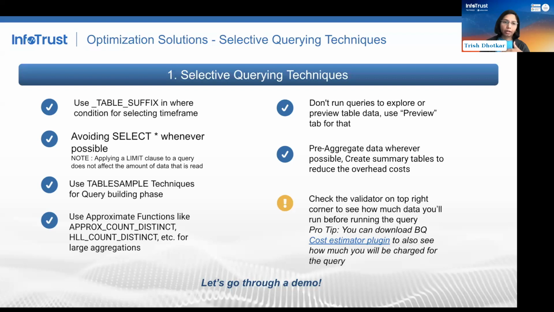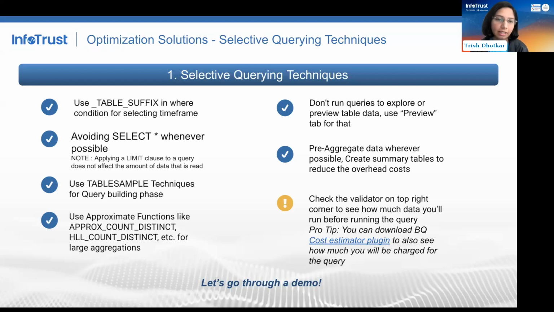Also, whenever you query, we should avoid using star wherever possible because BigQuery is a columnar database. So it matters how many columns you have in your query. If by any chance you can limit the number of columns in your query, that would definitely lower the cost. If you have a limit clause in your query, it wouldn't affect in any way the amount of data that is being read. So I would say, let's not use the limit clause at all in our queries because it really doesn't do much for processing efficiency.